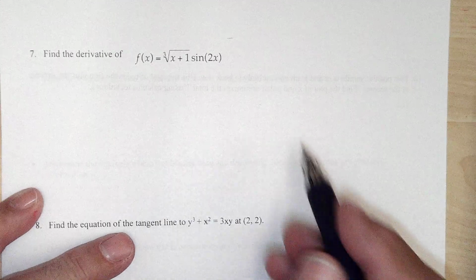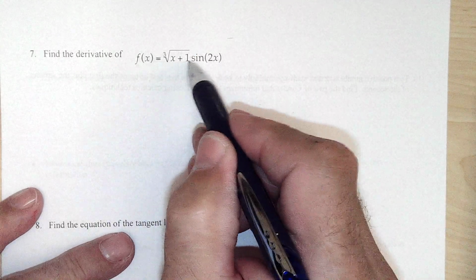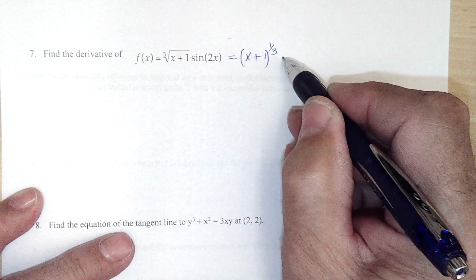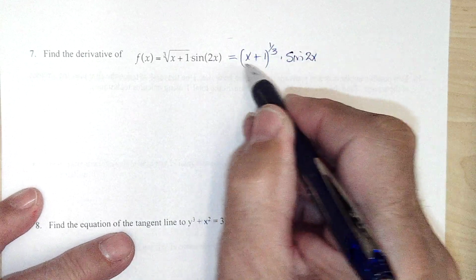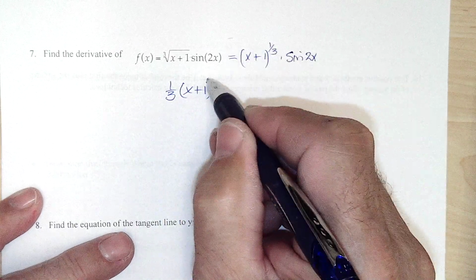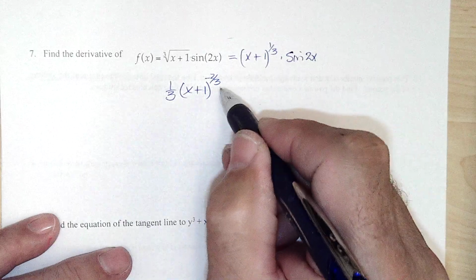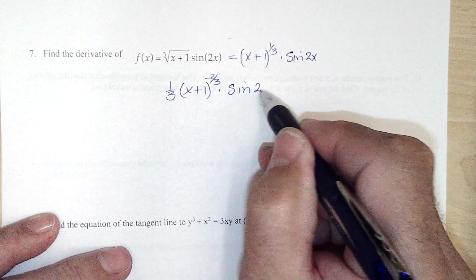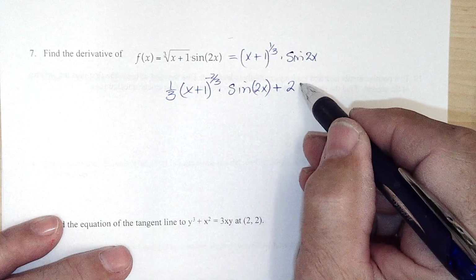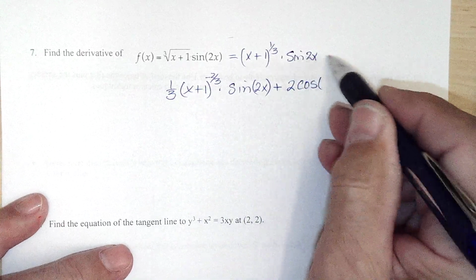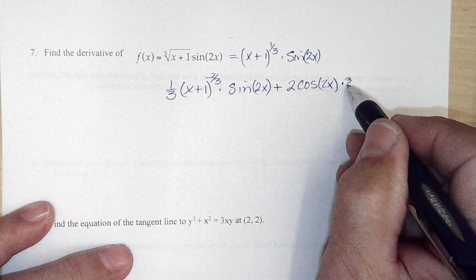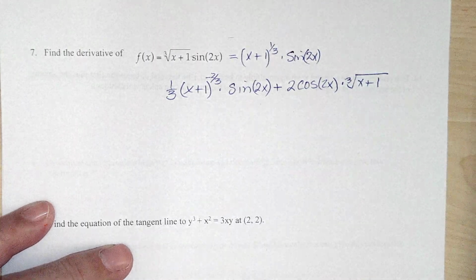Find the derivative of this. Well, this looks like a product rule. So I got to do the derivative of the first. Let's rewrite this as x plus 1 to the 1/3 times sine of 2x. So the derivative of this is 1/3 x plus 1 to 1 less, which would make negative 2/3, times the second, plus the derivative of the second, so the derivative of the inside is 2, and derivative of sine is cosine of whatever was inside, times the first. And that's that one.